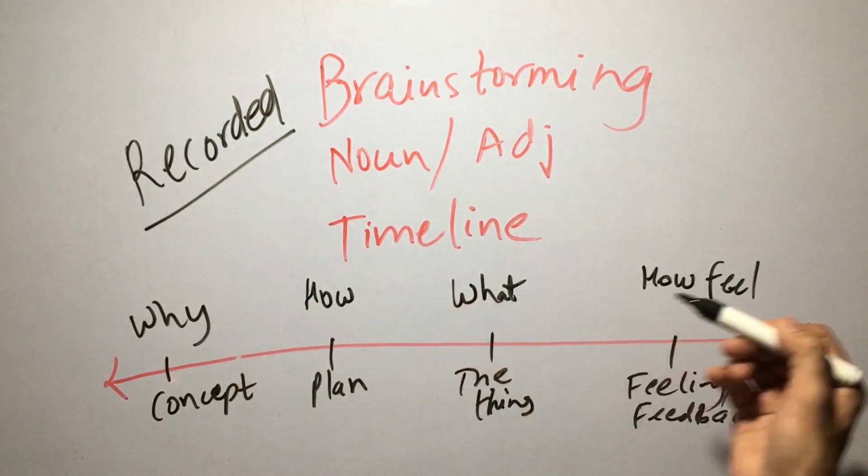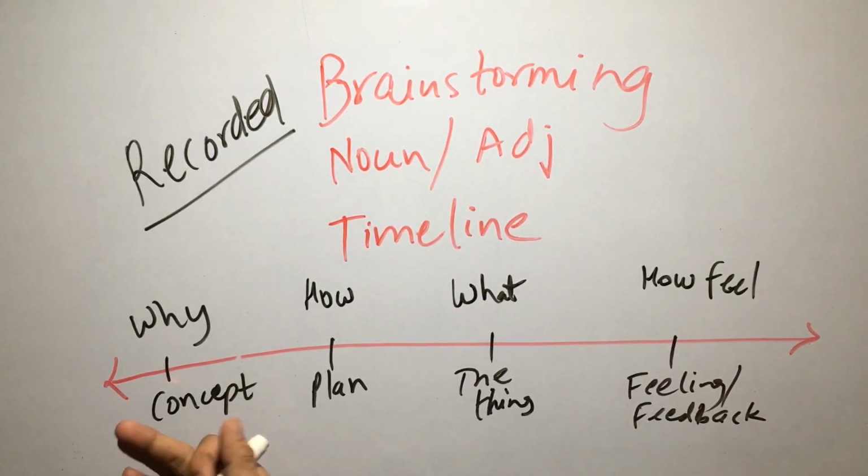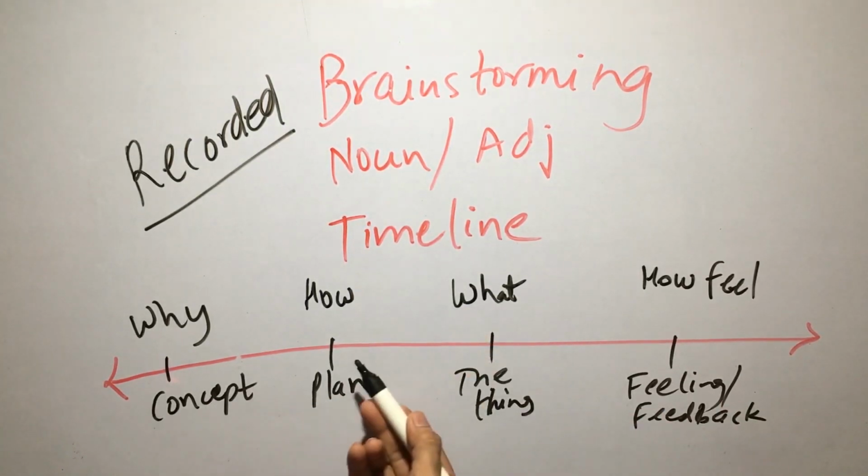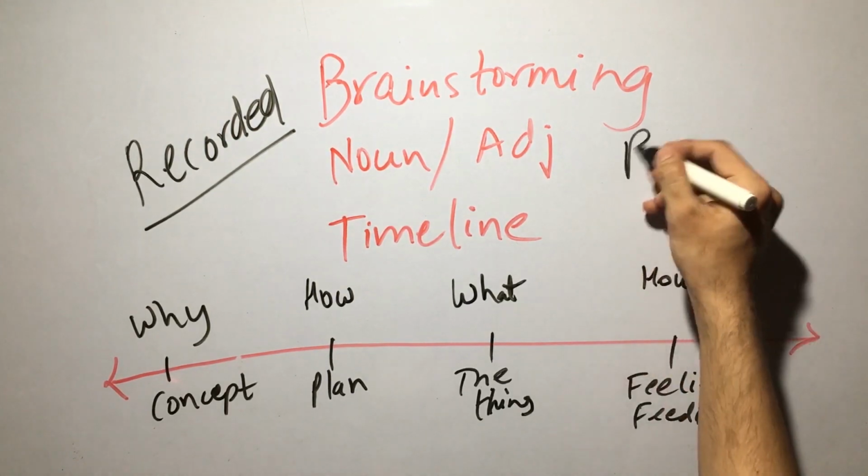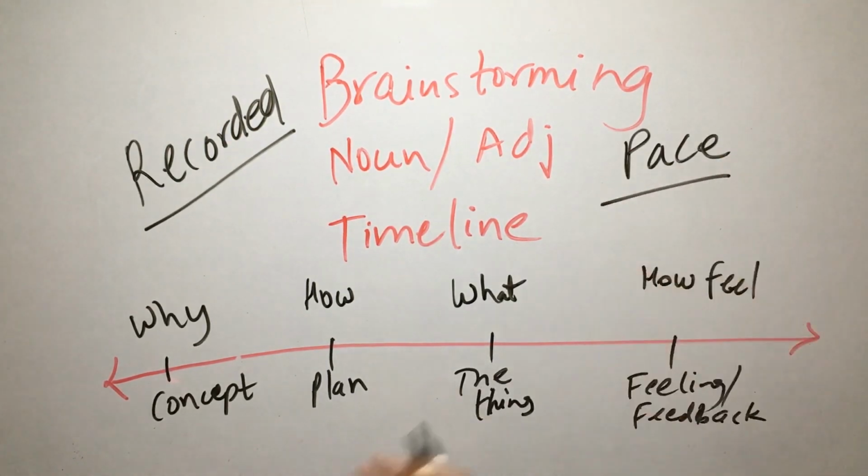Just create this, draw this line, and you make these points, and you know what to speak in which flow. If you talk directly about the things, think about it, the content will be over like this. If we start from concept to plan to the thing and then feeling, it'll take a long time to get it over. One more thing that can help you to understand is your pace.